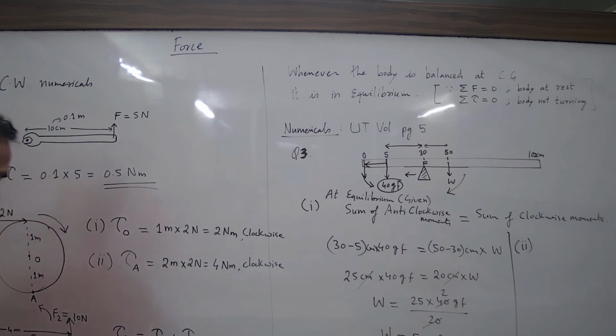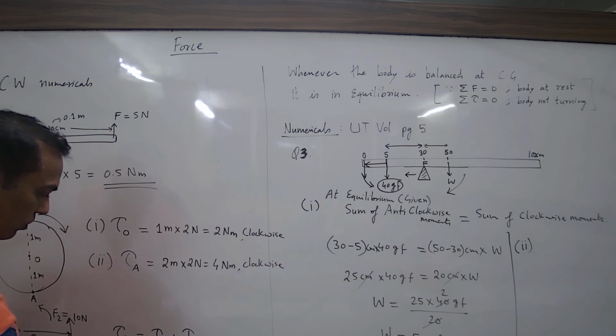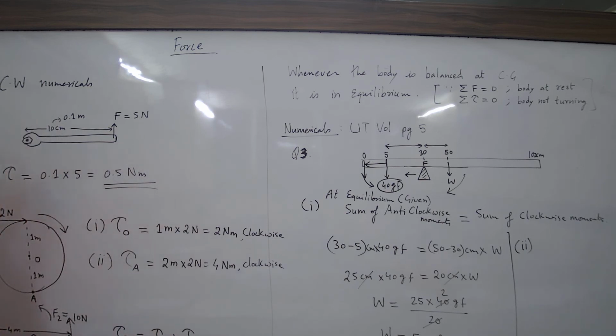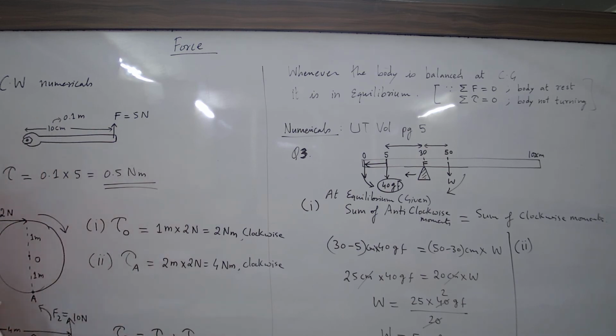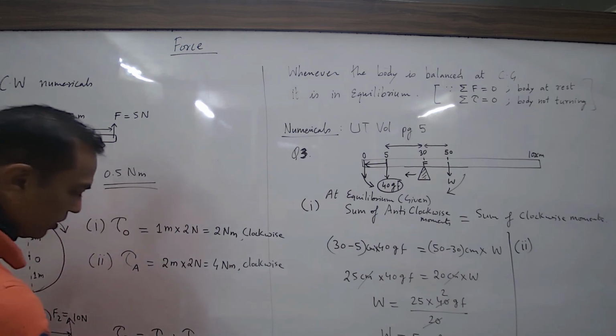So what is tau 1? So what is the distance of this force from O? 2 into 10 plus 2 into 10. Both are same. So it will be 4 into 10. This is 40 Newton meter. And what is the sense of rotation? Anti-clockwise.